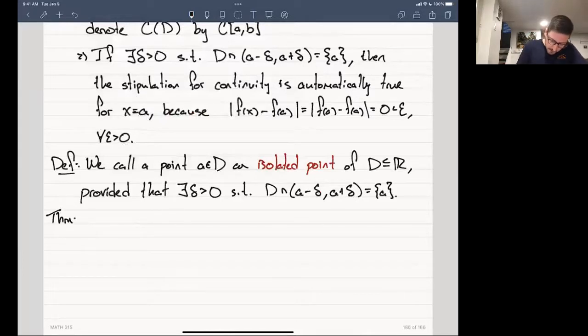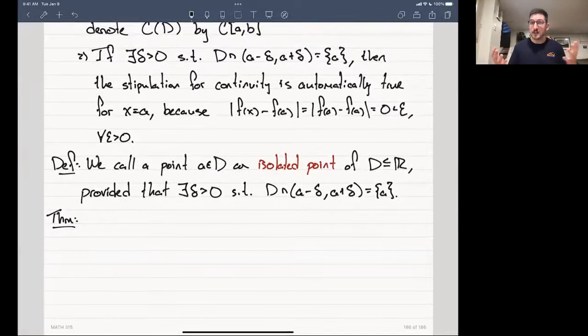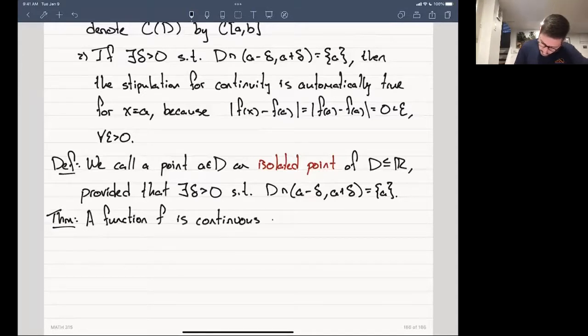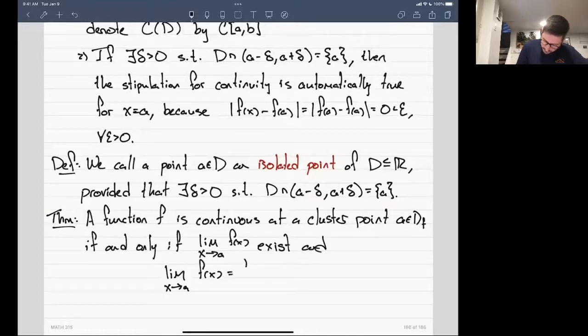Okay, let's provide our first theorem. If we look back at the definition of continuity and the definition of limits, they look a lot alike, and we already know that they are a lot alike. So let me start with a theorem that tells you exactly how these things meld together. We say a function f is continuous at a cluster point a in the domain of f, D_f, if and only if the limit as x approaches a of f of x actually exists, and that limit is equal to the value of f at a, the point you're interested in.